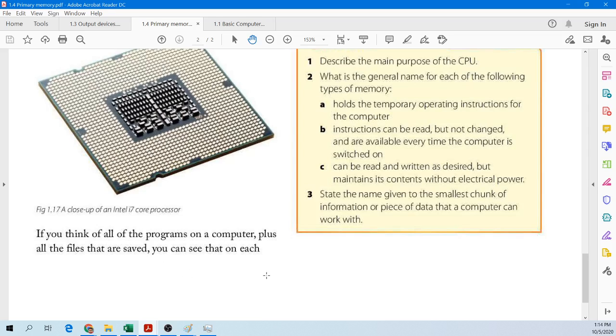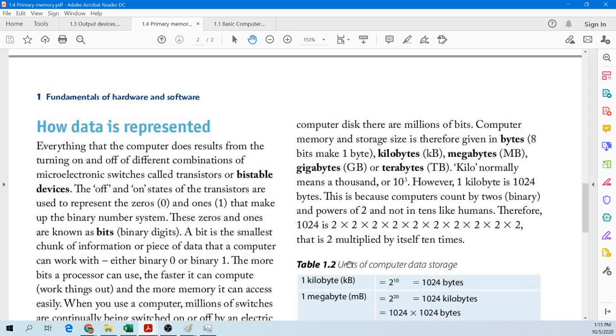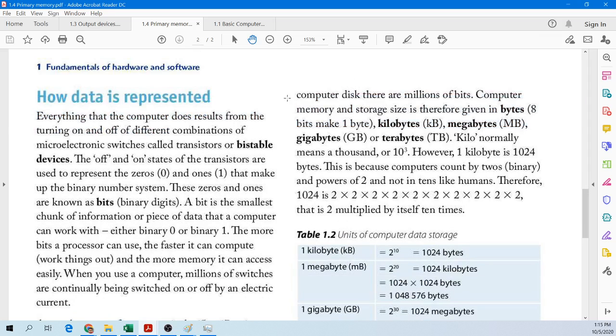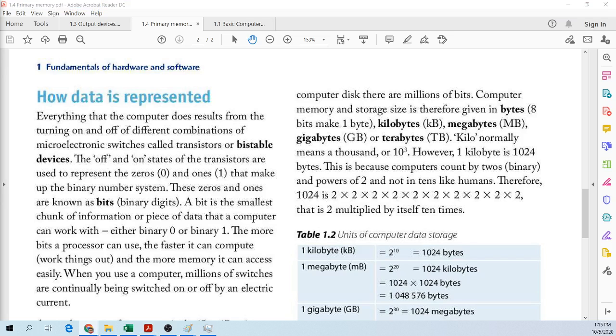If you think of all the programs on a computer, plus all the files that are saved, you can see that on each computer disk there are millions of bits. Computer memory and storage size is therefore given in bytes, or 8 bits make 1 byte. Kilobytes or KB, megabytes or MB, gigabytes or GB, or terabytes TB.